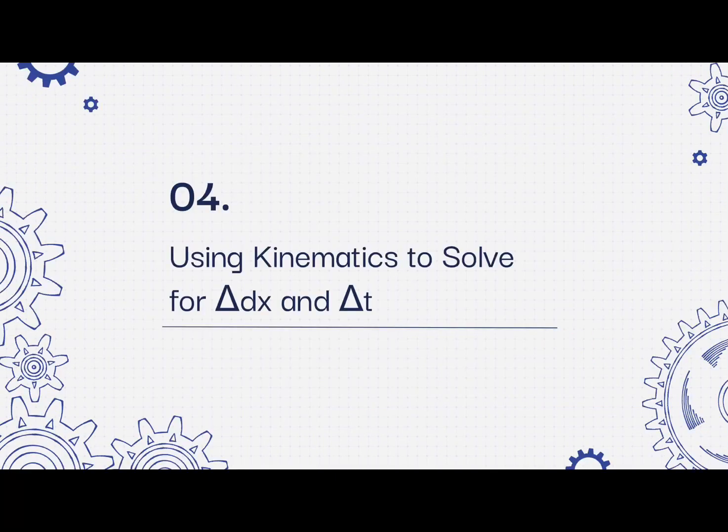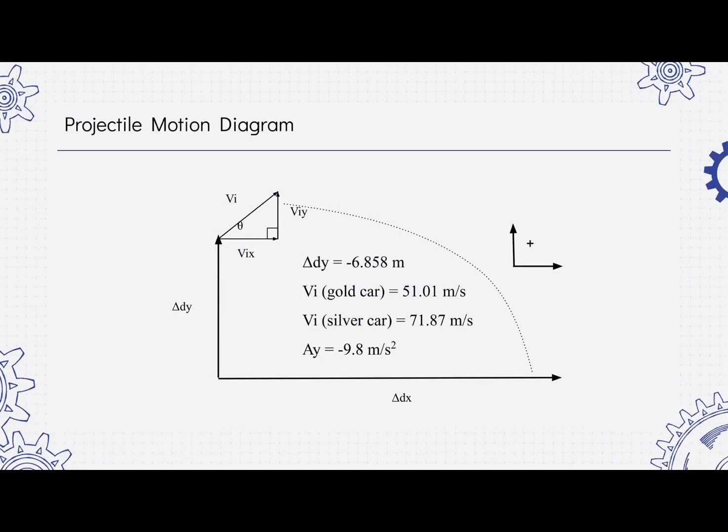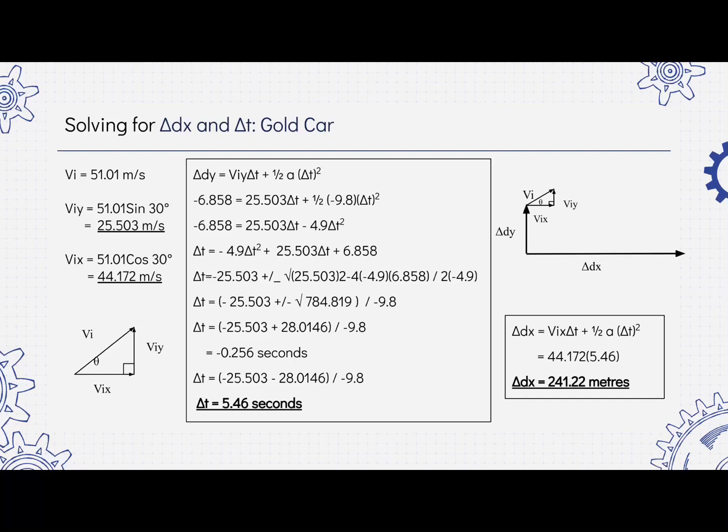After solving for the final velocity of both cars, I moved on to the final phase of my calculations, finding the horizontal displacement of both cars as well as the time spent in the air. I based my calculations around this projectile motion diagram, where Vi is the Vf we just calculated. I first solved for the gold car's time in the air, and I found that it spent around 5.46 seconds in the air. With this value, I was able to plug it into the equation delta d equals vix delta t plus 1/2 acceleration delta t squared, which simplified to delta dx equals vix delta t. And this gave me the gold car's horizontal displacement of 241.22 meters.